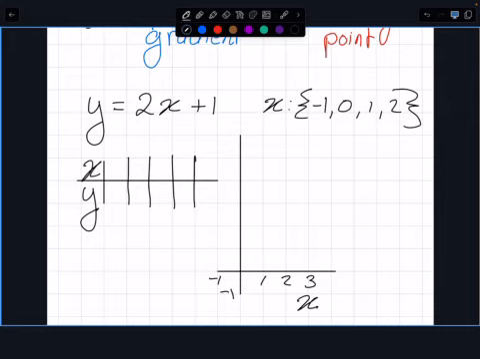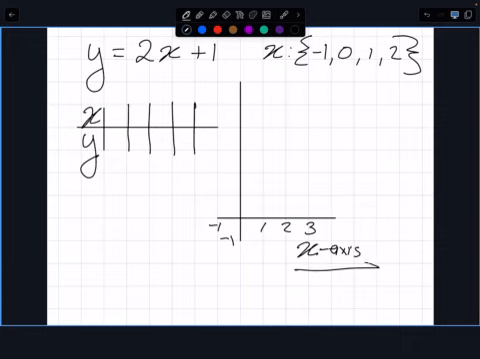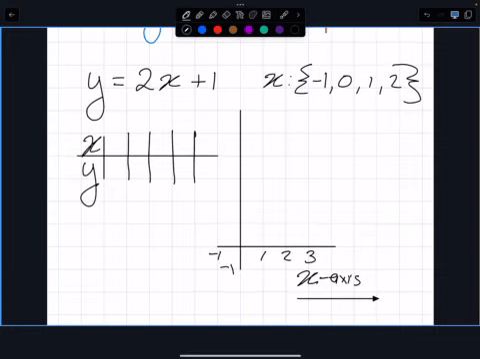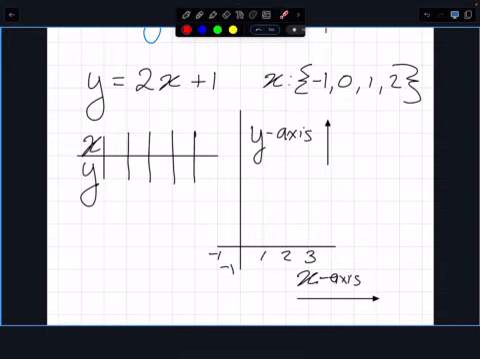You have the x-axis, which is always horizontal. You have the y-axis, which is always vertical. In your table, the top row is always your x-axis, and the bottom row is always your y-axis. So we just fill it in.